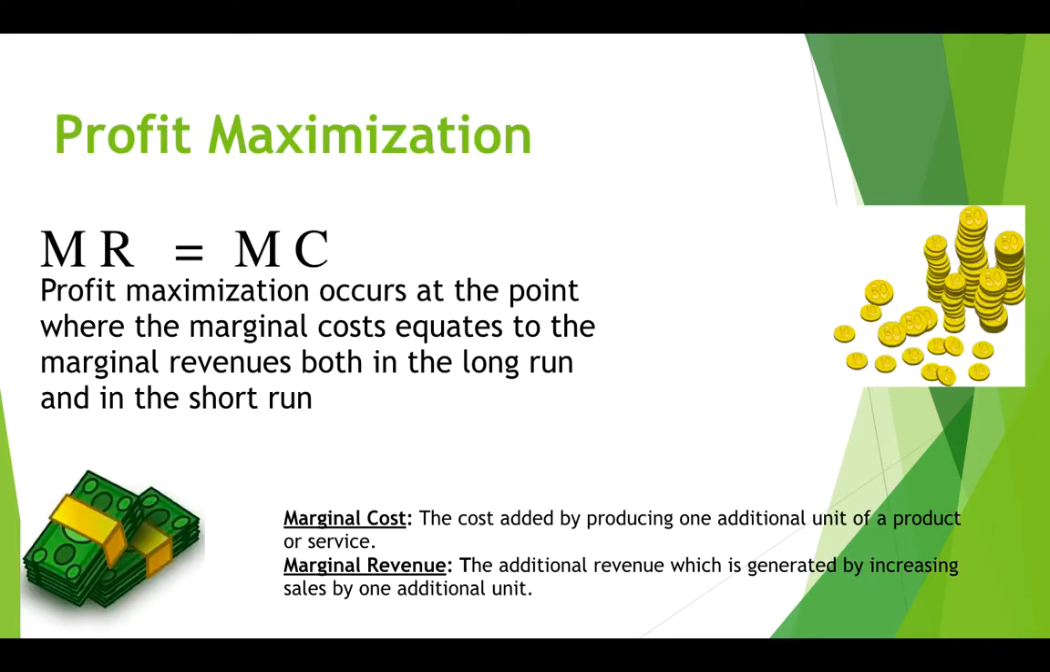Profit maximization occurs at the point where the marginal cost equates to the marginal revenue, both in the long run and in the short run. Marginal cost is the cost added by producing one additional unit of a product or service, and marginal revenue is the additional revenue generated by increasing sales by one additional unit.